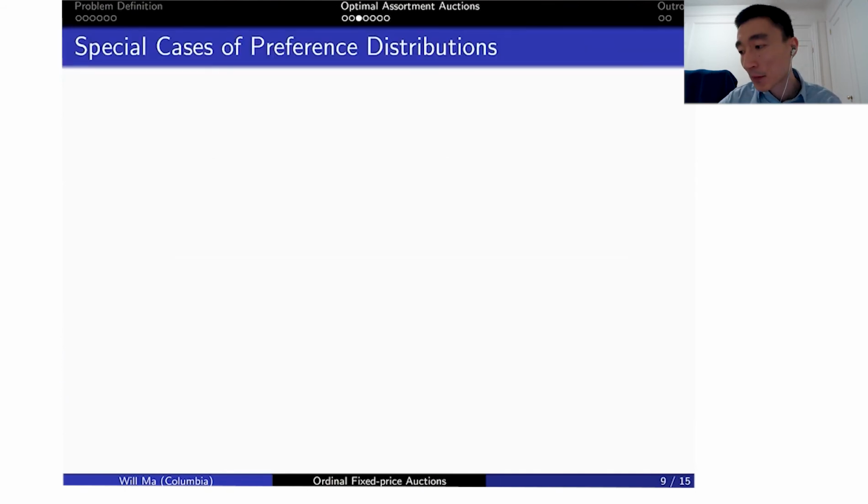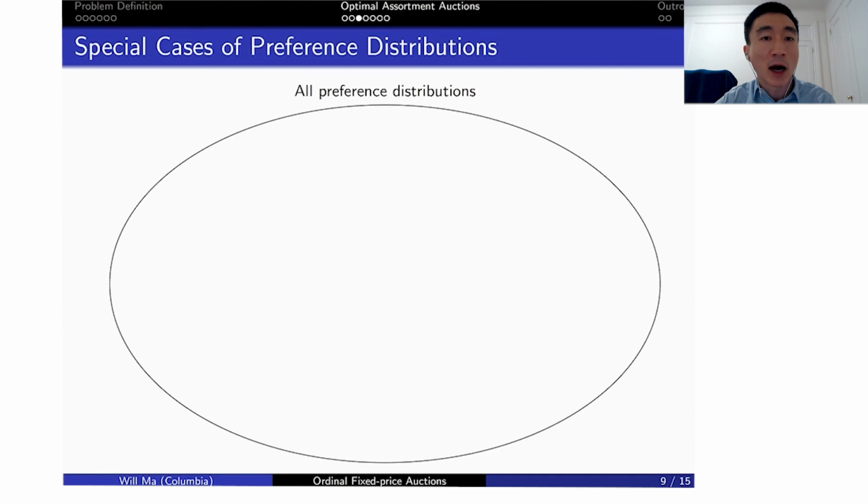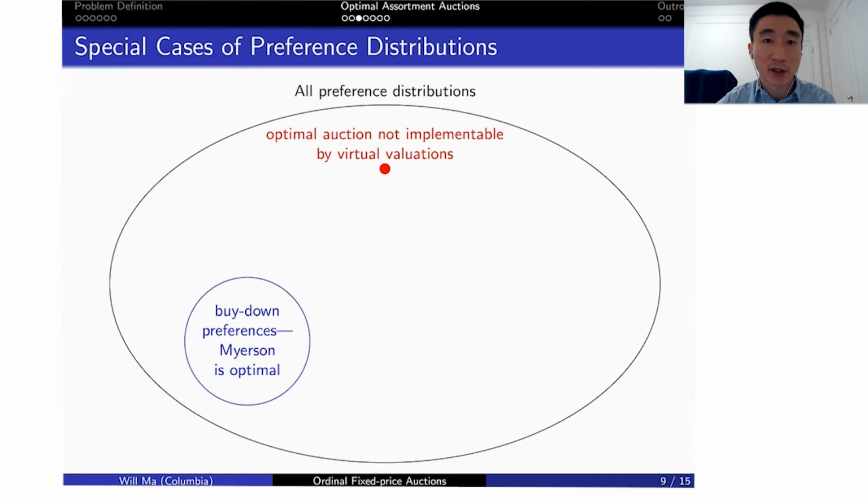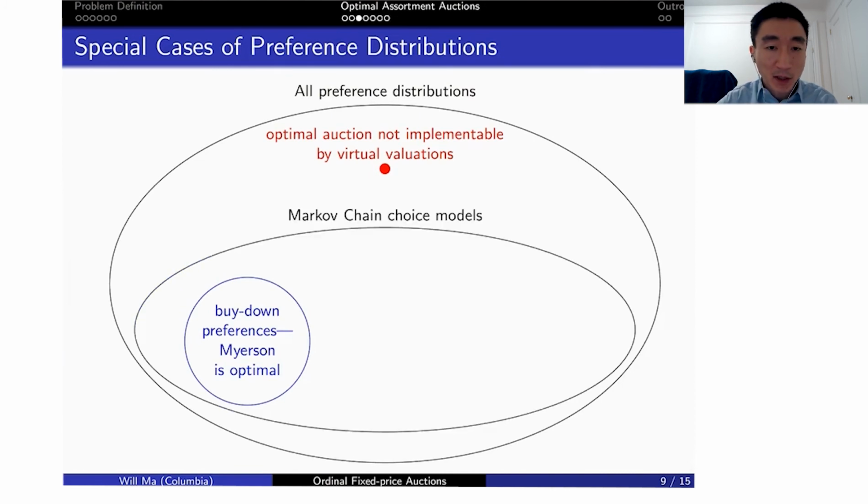Okay, so our main positive result is that for a specific class of preference distributions, namely Markov chain ranking distributions, the optimal assortment auction actually does follow virtual valuations. So let me explain this. So far I've told you for buy-down preferences, Myerson is optimal. Generally speaking, virtual valuations are not optimal.